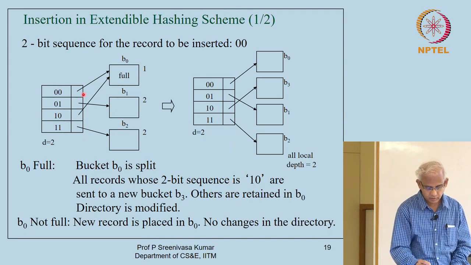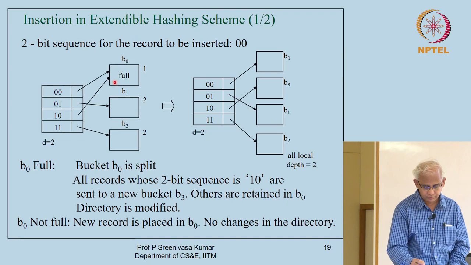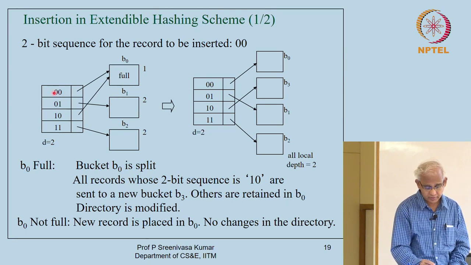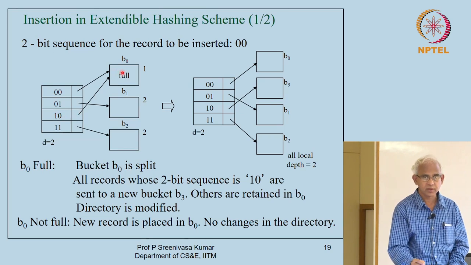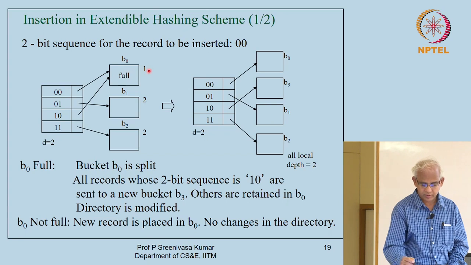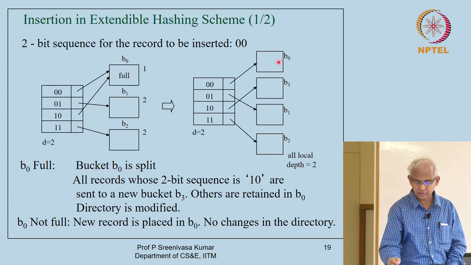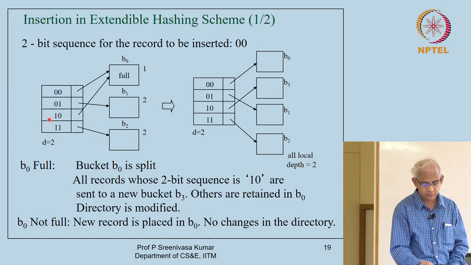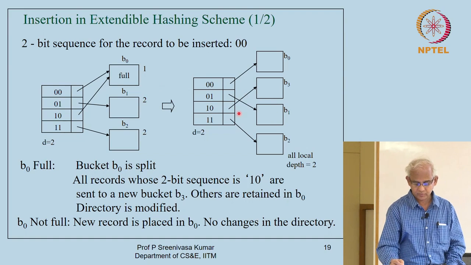Actually, in the previous case 0 0 and 1 0 were both pointing to this place. So if you consider the set of all records here, they have either the 2-bit sequence 0 0 or the 2-bit sequence 1 0. When you split it, you retain all records that have 0 0 as the sequence in B0 and send all records that have the 2-bit sequence 1 0 to the new bucket. That is what we have done here, the new bucket.